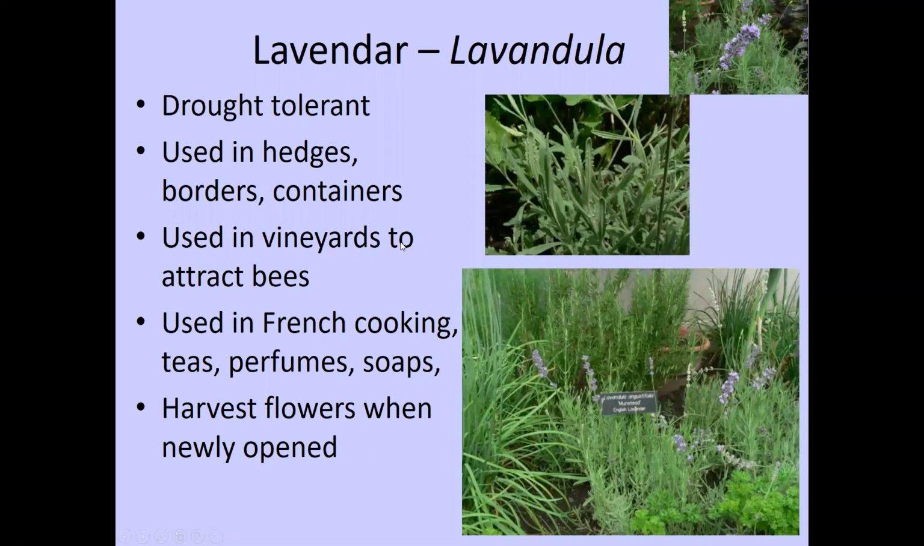Lavender is another really nice herb to try. Very popular scent for a lot of folks, very, very helpful with calming. You can use it in cooking and teas and different types of perfumes and even soaps. You do want to harvest the flowers as soon as they're just opening. You don't want to wait too long or they'll lose some of that fragrance.